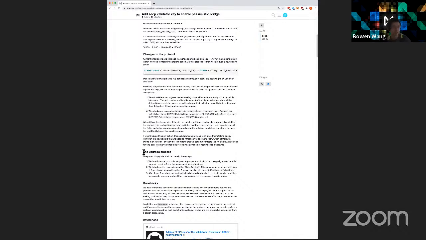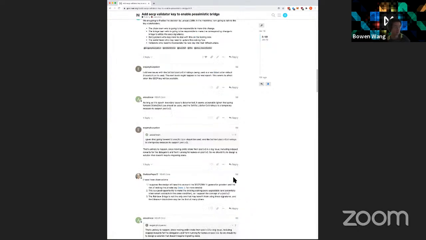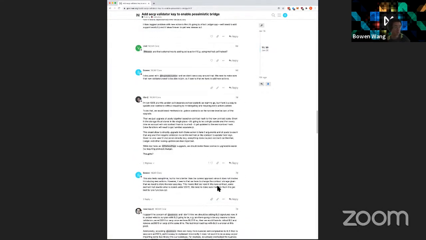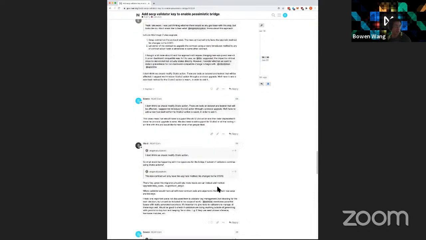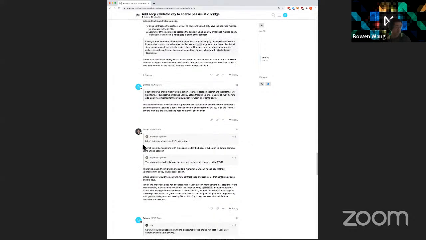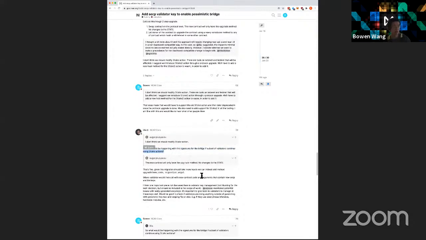So actually at this point, I don't see an argument for directly modifying the stake action. Actually, is Elias here? I don't think Elias is here. So he proposed to do it directly. Okay, so his concern is what happens if, yeah, so we will deprecate the stake action after we do this change.